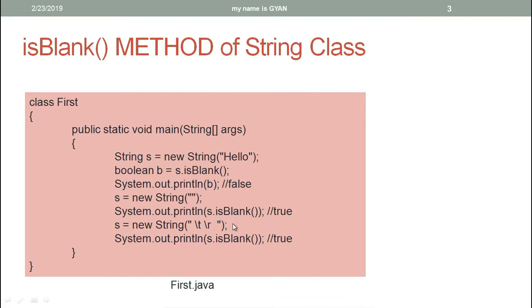In the next statement, we are creating a new string with only space characters. We have a space, we have a tab, we have a carriage return, we have a space. So this string contains only space characters. The string will be created in the heap whose reference will be stored into the reference variable s. When we call the method isBlank by using the reference variable s, it will return true because the string contains only space characters.